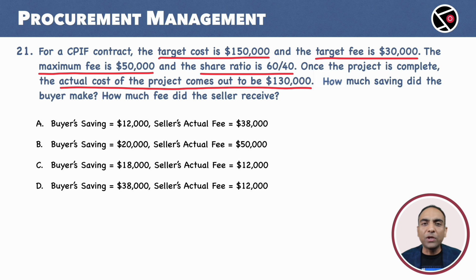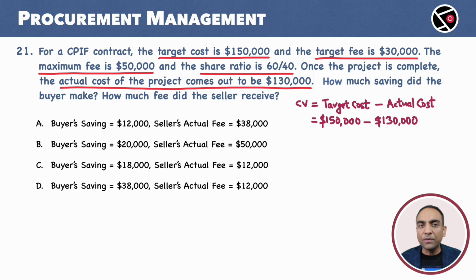We start with the cost variance. Cost variance, or CV, is target cost minus the actual cost. Target cost is 150K and actual cost is 130K. So CV is $20K.